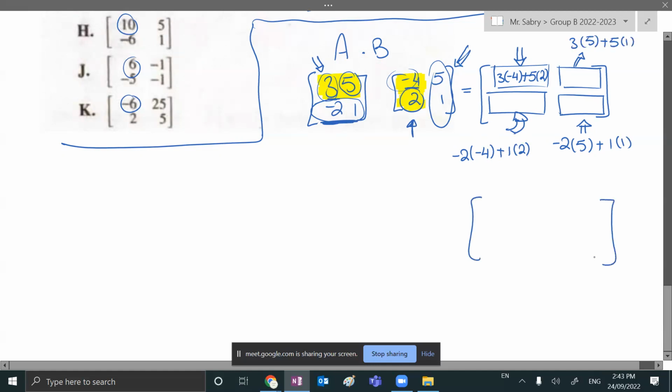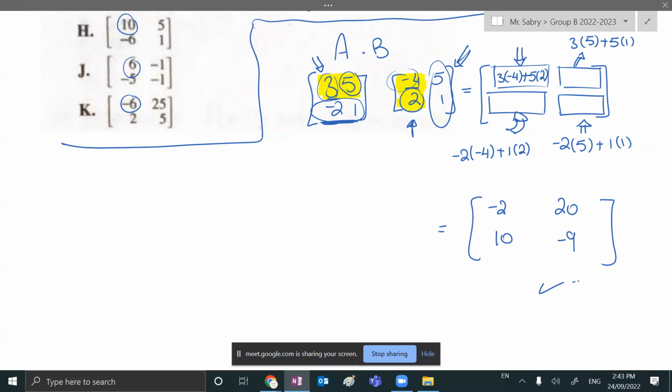Once you calculate all of those, you'll get the new matrix of the multiplication. So negative 12 plus 10 is negative 2. This one will become 15 plus 5, 20. This one will become 8 plus 2, 10. Negative 10 plus 1, negative 9. That is the new matrix, which is the product of A times B.